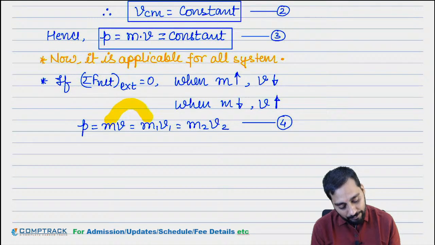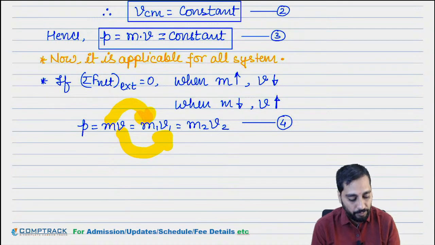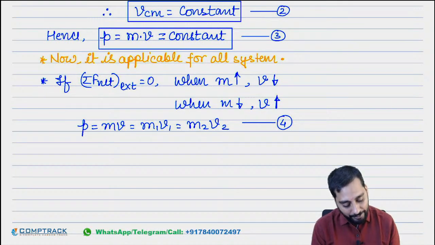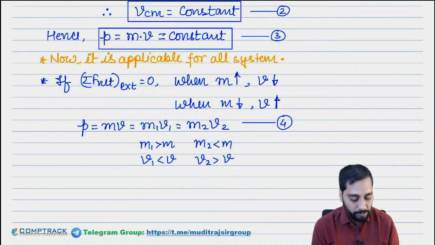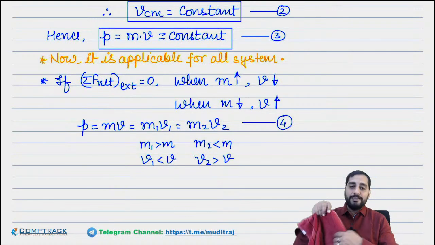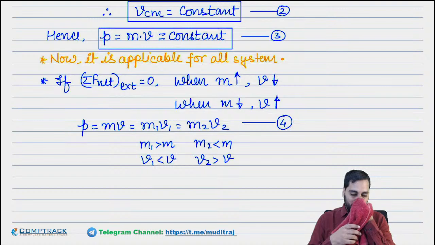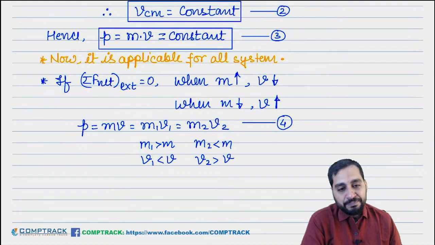If mass increases to m1, then velocity by decreasing will become v1. Okay, so here if m1 is more than m, v1 will be less than v. Here if m2 is less than m, then v2 will be more than v. Got the point or not? So if mass will increase, velocity will decrease. If there is no net external force, linear momentum of the system will remain constant or conserved. Clear everyone?